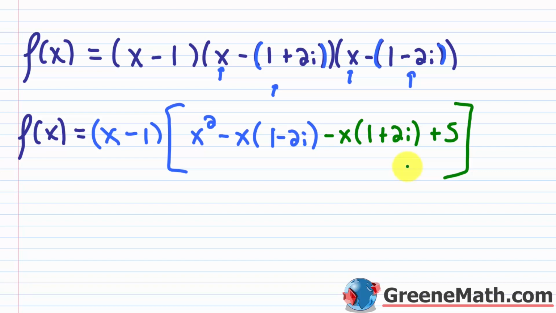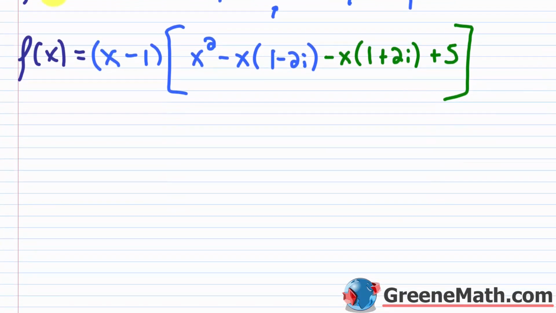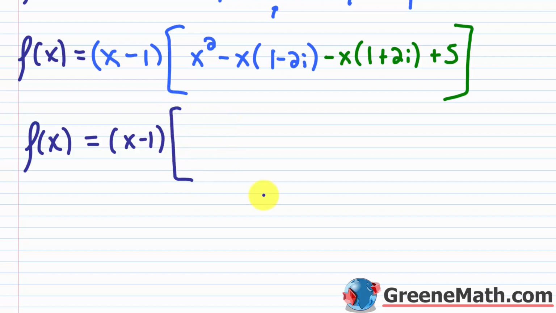Okay, so now we're going to simplify. Let me scroll down and get some room going and see where we are. So we have f of x equals, I've still got this x minus 1 out in front. And inside, I'm just going to see what I can do to simplify. So let me put my brackets here. So I have my x squared, and then I have my negative x times 1, which is just minus x. And then negative x times negative 2i would be plus 2ix. Then moving down here, I have negative x times 1, which is minus x. And then negative x times 2i is going to be negative 2ix. And then lastly, I have my plus 5.